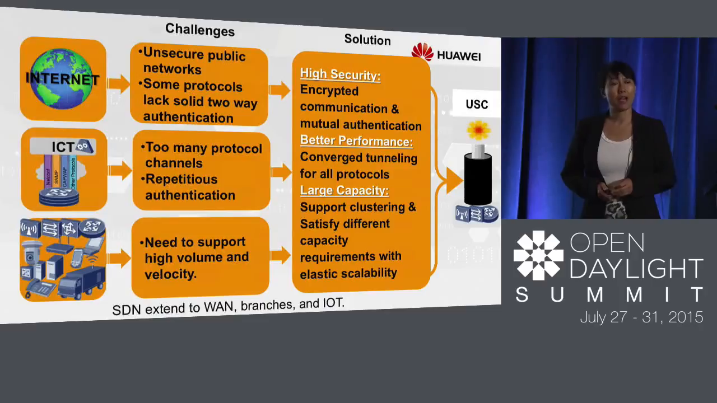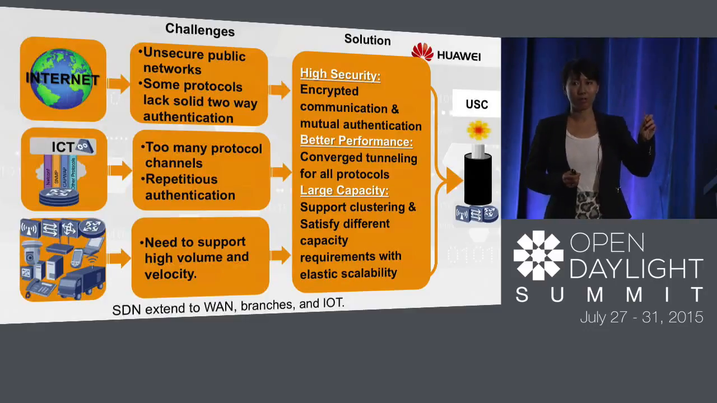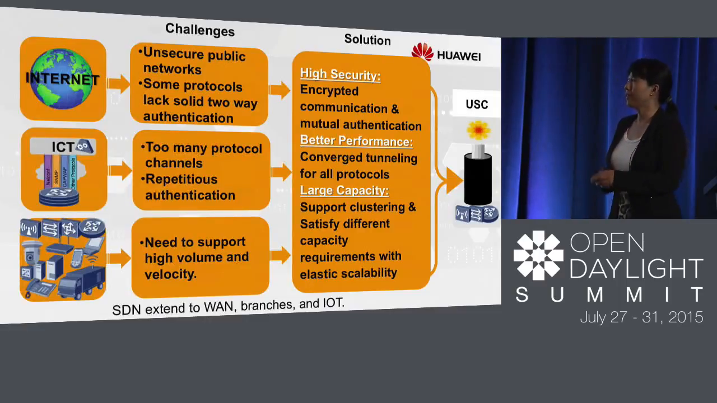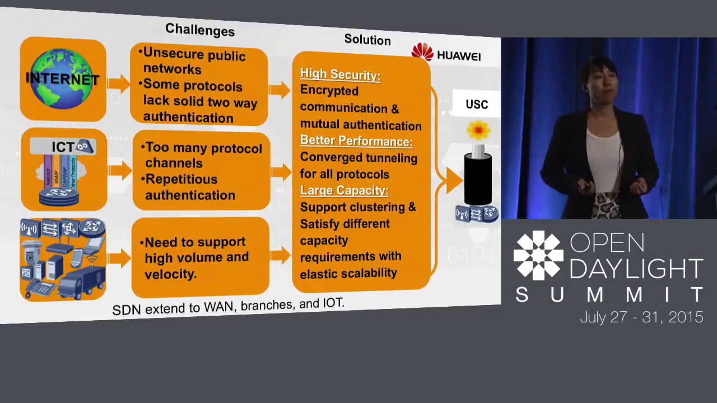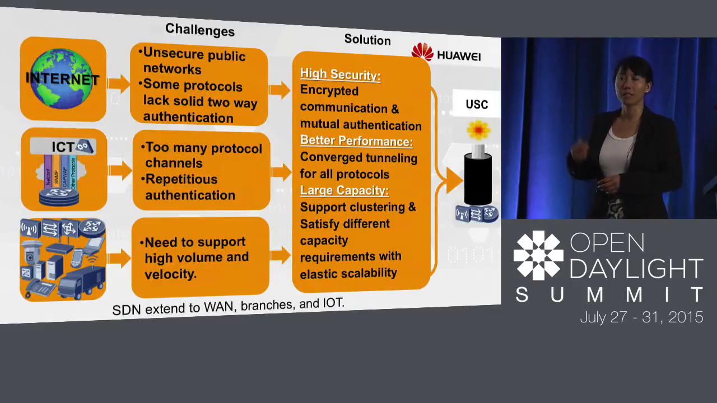Secondly, with ICT convergence, there are so many protocols between the controller and the device. Even with the same controller and device, different protocols might run at the same time. In that case, they need to create one channel between the controller and the same device, and they need to do repetitious authentications, which is inefficient. And thirdly, with so many protocols and so much activity, how can we ensure high velocity and support high capacity? The unified secure channel provides high security, high performance, and scalability.